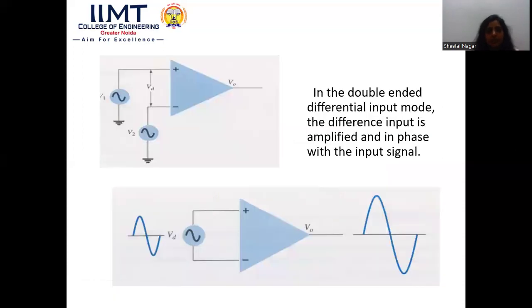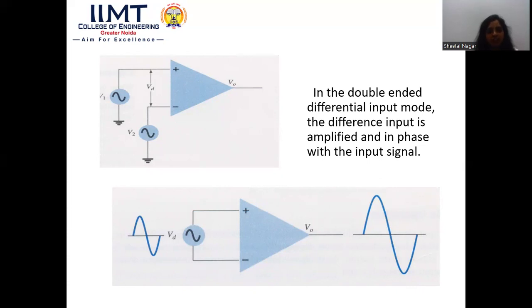Now, in the differential input mode, in which we use a double-ended differential input, we use input signals V1 and V2 at both input terminals, and we amplify the difference of these input signals. But in this case, both input signals are different. These input signals may differ by a 180-degree phase shift also.